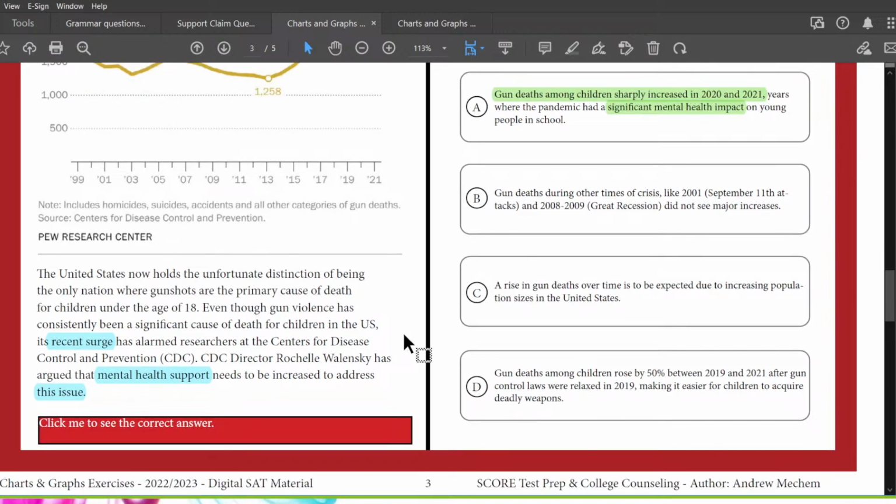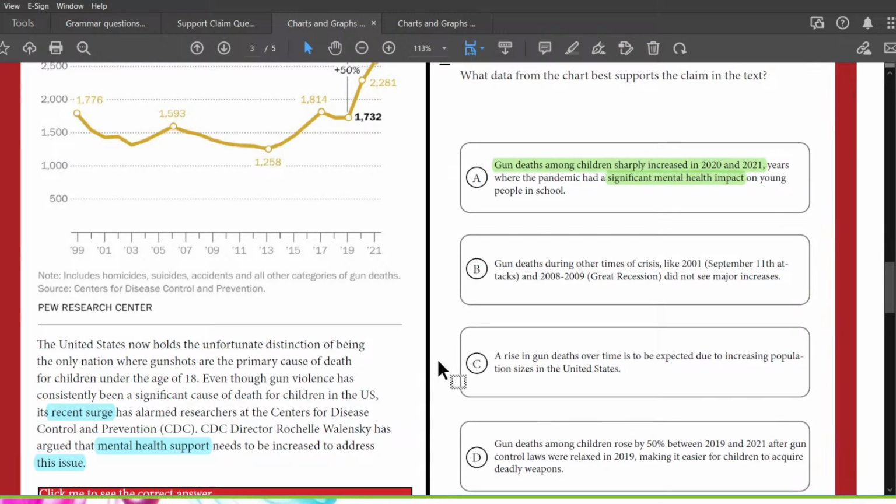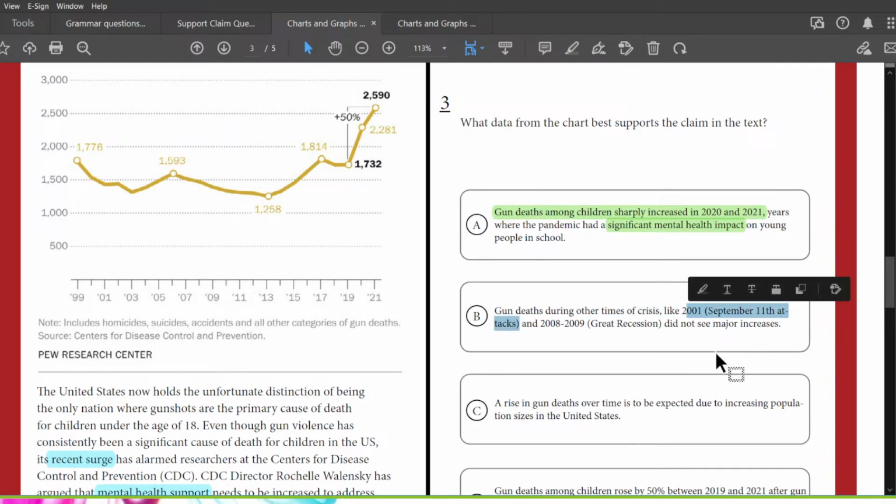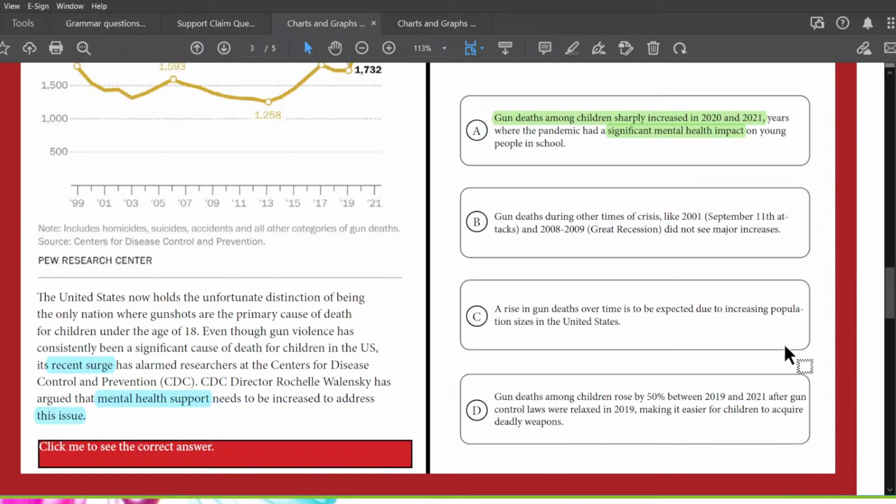Any questions about these other ones? This part here, mentioning other times of crisis and not seeing major increases, directly contradicts the claim. This one's off topic because it's talking about population. And this talks about gun control laws, which is not really what she's talking about. So that's off topic also.